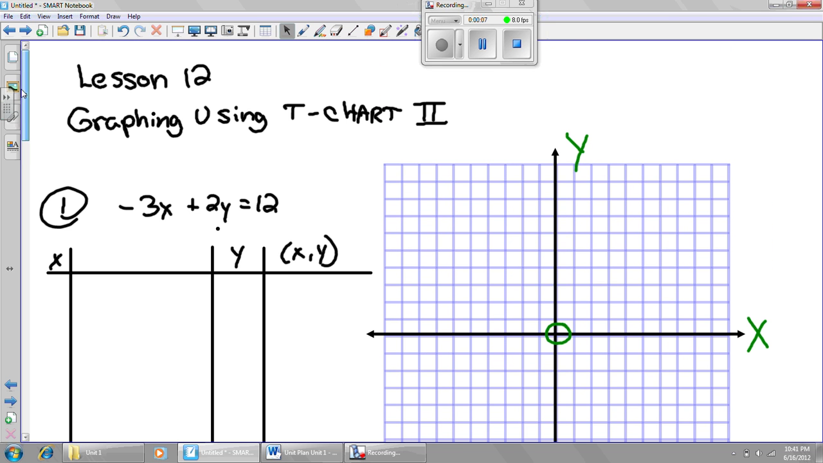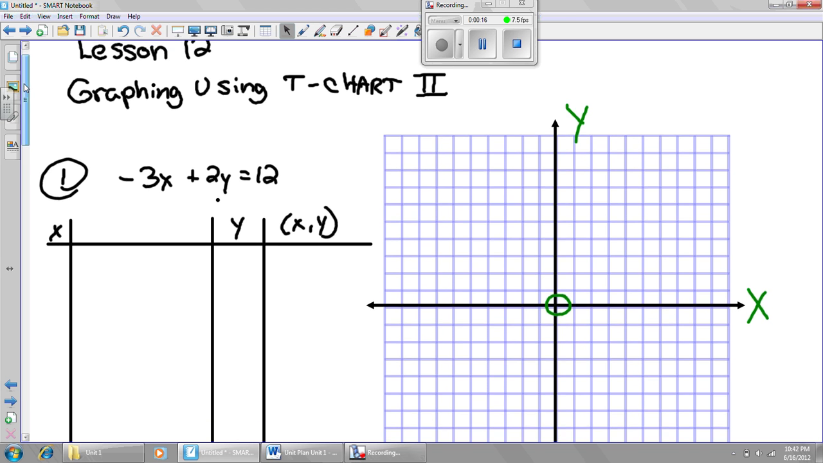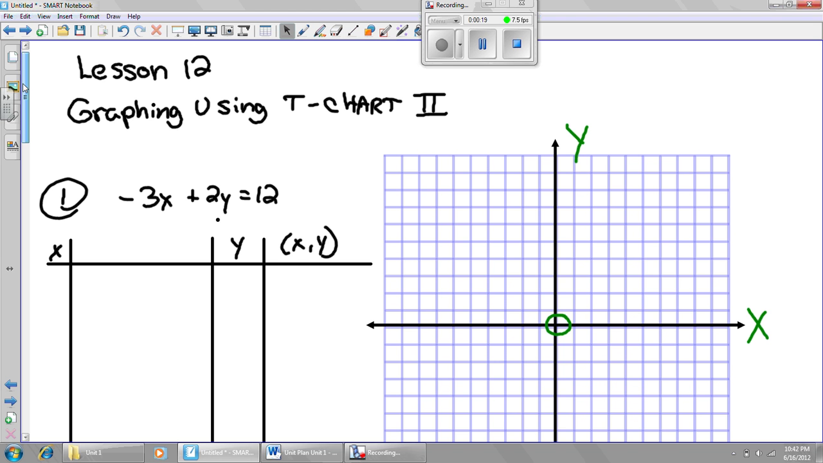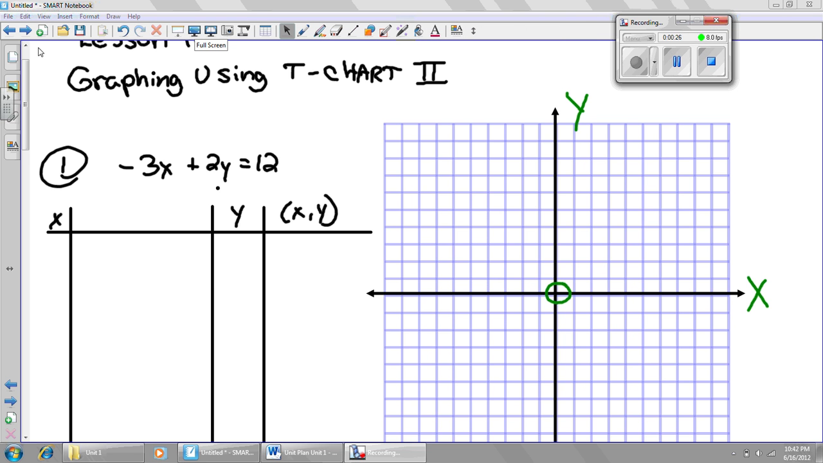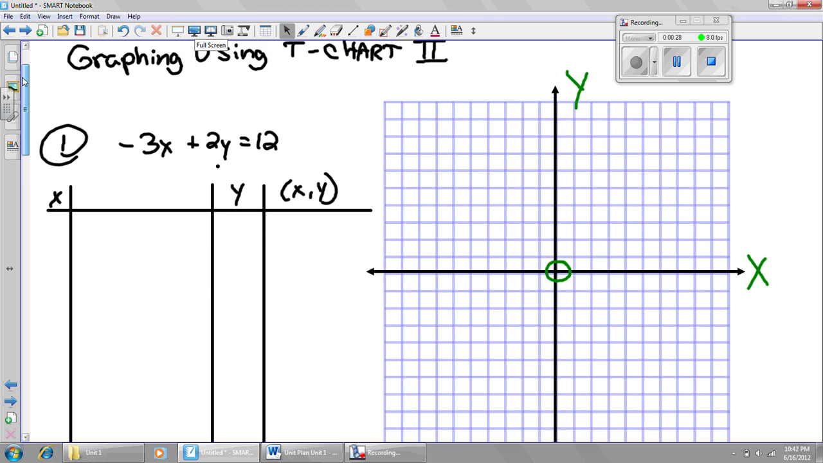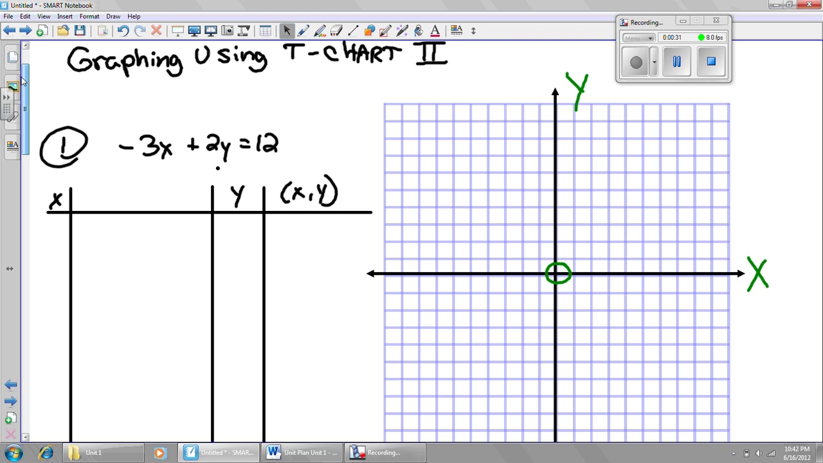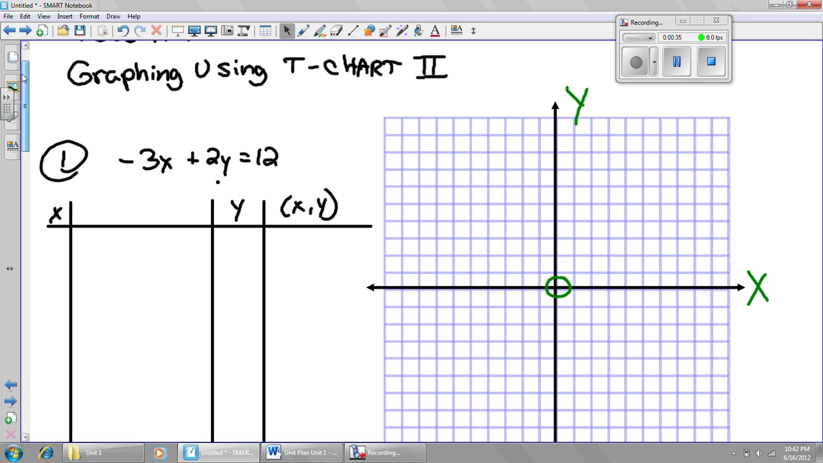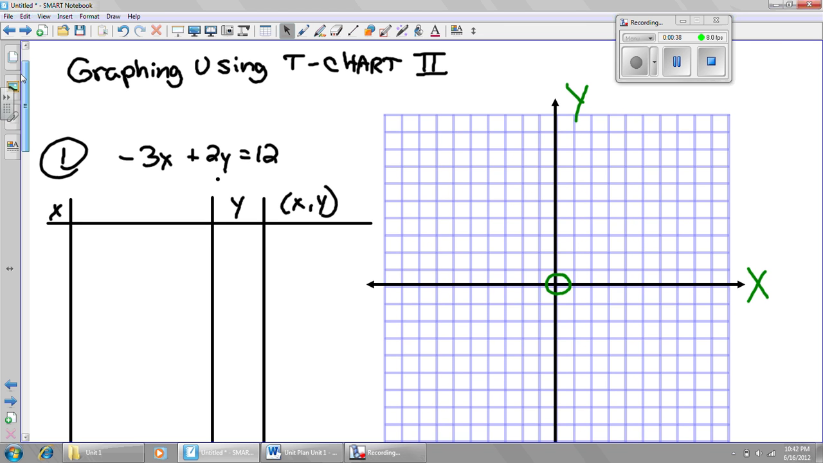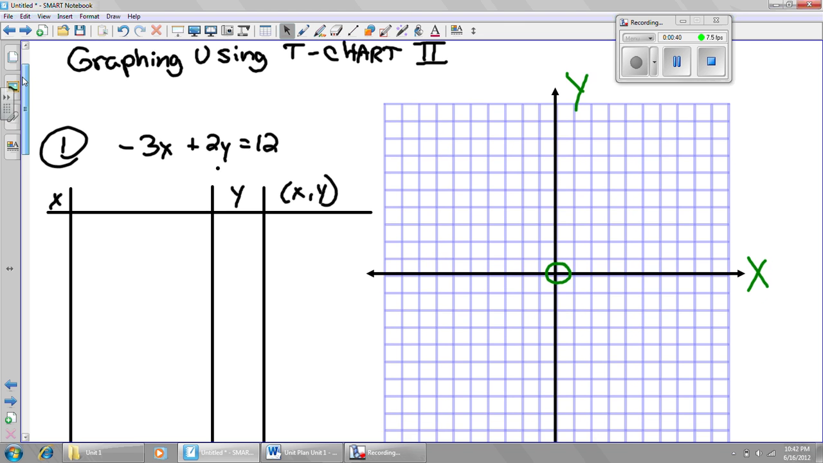This is lesson 12, and we're continuing to make sure we're experts at using T-charts. Now, I want you to go ahead. I'm going to do less talking on this one. I'm going to let you go ahead and see this one. Pause it. See what you can do with it on your own, and then I will come back and do it for you. And you'll see if you pick the same points I do, and if not, if you get the same line I do. Remember, you can pick any values for x. Some will be easier to work with than others.